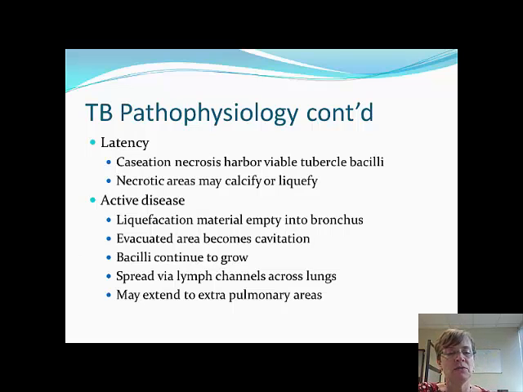Now, what happens with active disease is, where there had been those necrotic areas, if they go on to liquefy, that liquefied material can just sort of empty itself into the bronchus. And so it creates this cavity where now the bacilli can have space to really start growing and replicating. So as they grow and replicate, now they can get into the lymphatic system and start to move across the lungs. They can also move to other areas that aren't part of the pulmonary system. So, for example, people can develop TB meningitis.